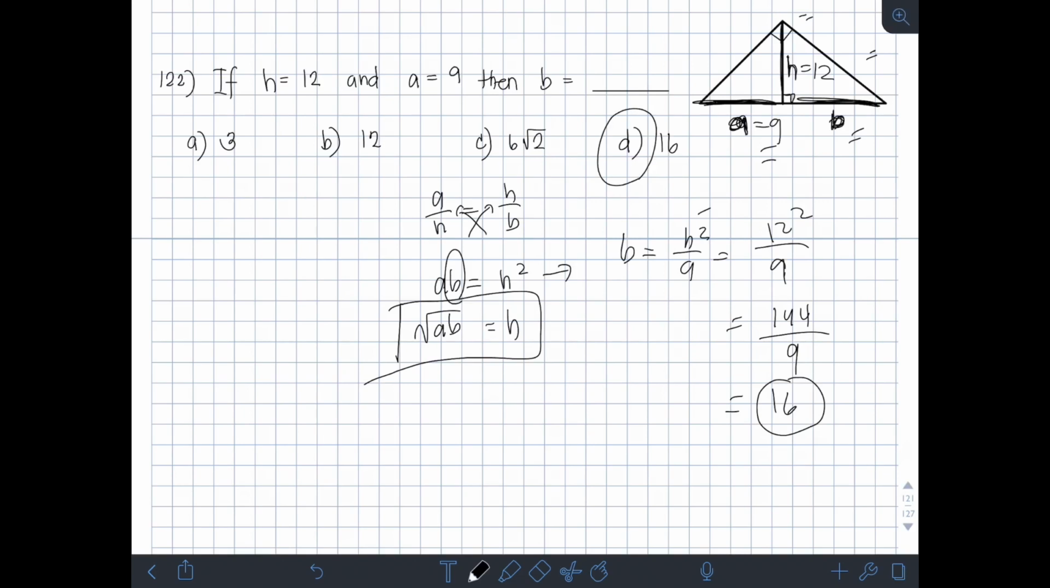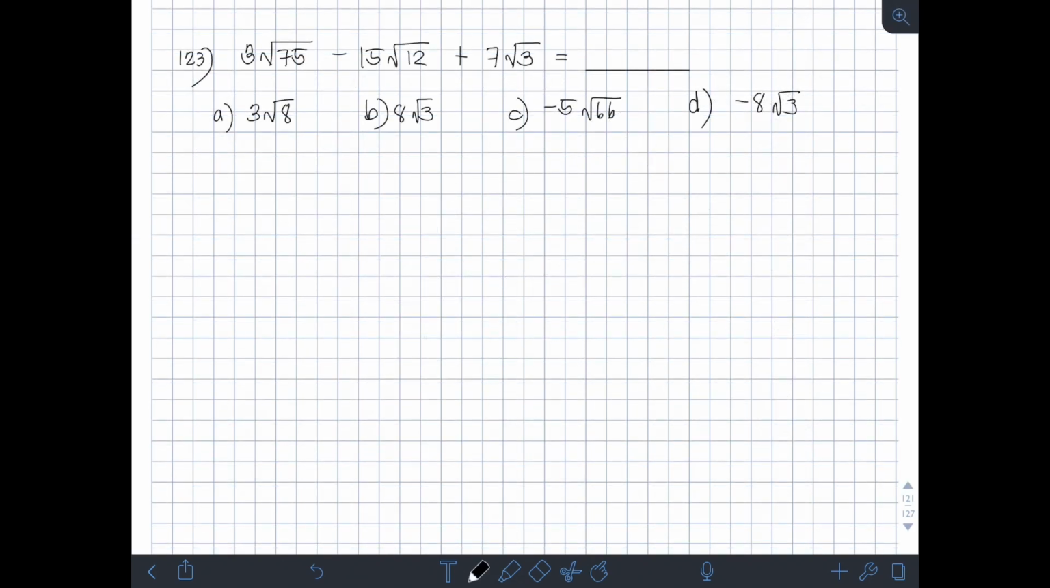Letter D. Okay? Next, we have 3 square root of 75 minus 15 square root of 12 plus 7 square root of 3 equals blank. Okay, so subtraction and addition of radicals. So, ang una natin gagawin, isi-simplify natin yung mga radicals na pwede pa nating malabas yung perfect square sa factor nila. So, ibig sabihin, dito muna tayo sa 3 square root of 75. So, maghahanap tayo ng factor ng 75 na perfect square. So, we have 3 square root of 25 times 3, right?